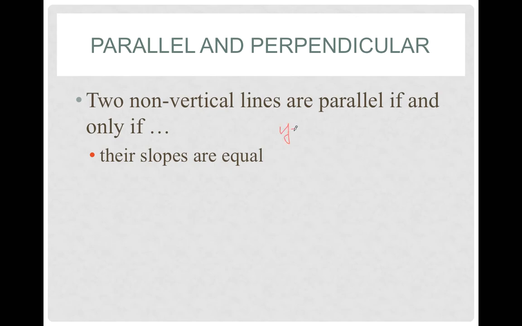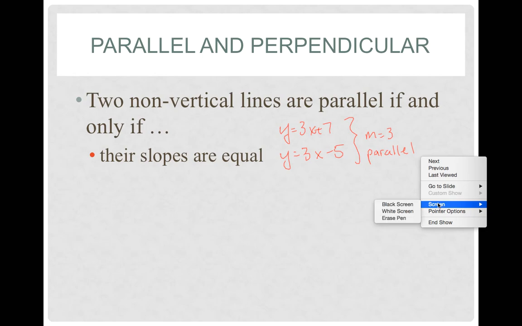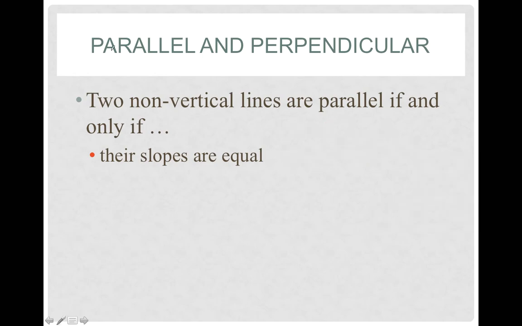So if I gave you the line y equals 3x plus 7 and the line y equals 3x minus 5, these are 2 separate lines. They're completely different because they have different y-intercepts, but the slope is 3, and both of their slopes are 3, so therefore they are parallel. But I could ask different kinds of questions. What if I said we have the line y equals 3x minus 7, and I want a parallel line through the point 1, 7.